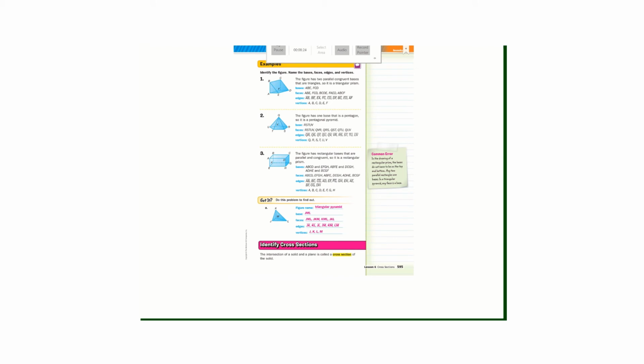Okay, because I didn't want to write them all out, here is a screenshot of the answer key. It is a triangular pyramid. There you can read the bases, the faces, edges, and vertices. Go ahead and read those. Pause the video.